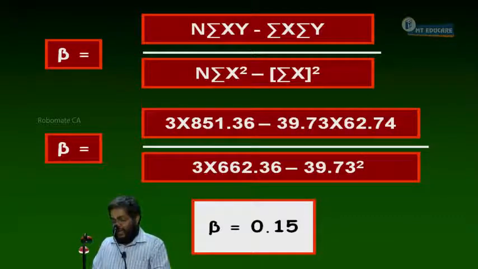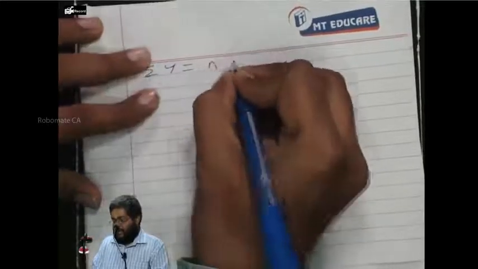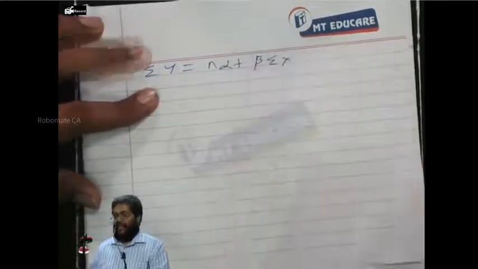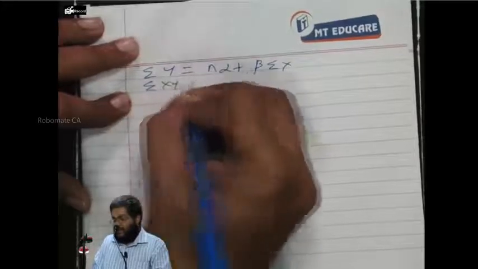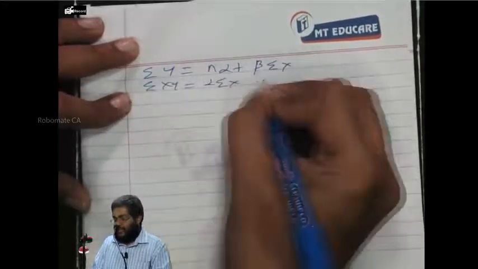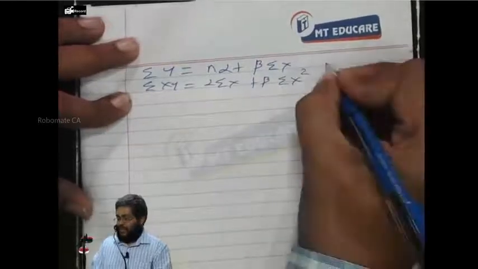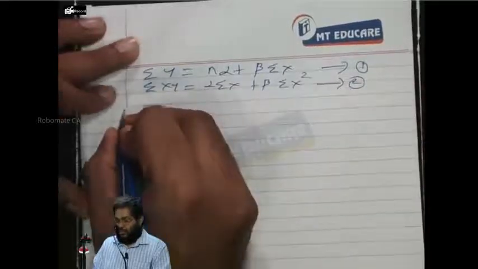Tell me, what is a regression equation? Sigma y is equal to n alpha plus beta sigma x. Now please follow. Next equation is what? Sigma xy is equal to alpha sigma x plus beta sigma x squared. This is equation number 1. This is equation number 2.